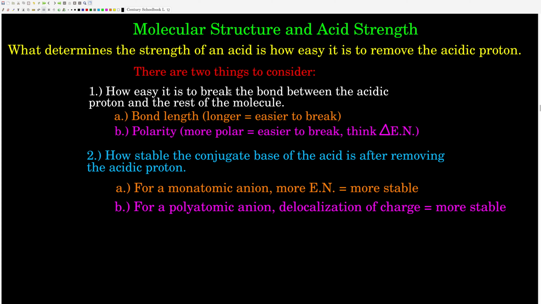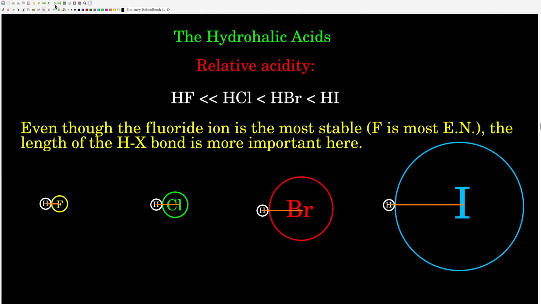All right, so let's use these and apply them. So first we'll look at the hydrohalic acids. That just means the acids that form with the halogens, fluorine, chlorine, bromine, and iodine. And here, I'm just telling you straight up, this is the relative acidity. Hydrofluoric acid is a lot weaker than hydrochloric, hydrobromic, and hydroiodic. Of these, the strongest is hydroiodic.